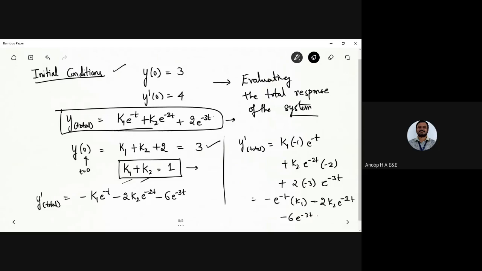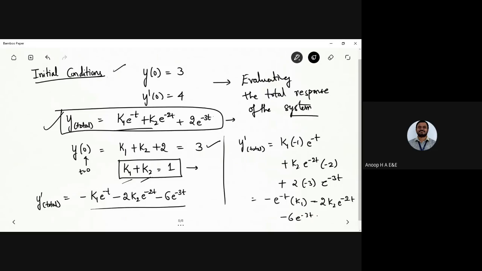To find y dash total, we have differentiated the equation that was given, with the forced response and natural response. Don't just differentiate the natural part. I have seen that most people go wrong here: they differentiate that function and leave out the last function, the forced response. That should not be done. This is how we get y dash total.